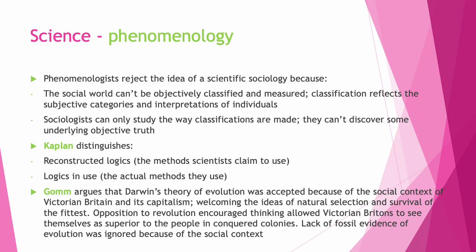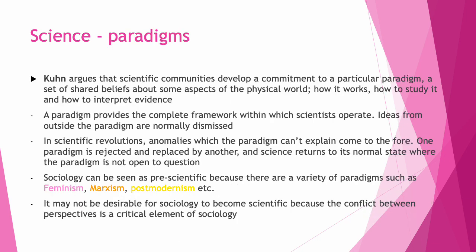Gomes argues that Darwin's theory of evolution was accepted because of the social context of Victorian Britain and its capitalism, welcoming the ideas of natural selection and survival of the fittest. Opposition to the revolution encouraged thinking that allowed Victorian Britons to see themselves as superior to people in conquered colonies. Lack of fossil evidence of evolution was ignored because of the social context.